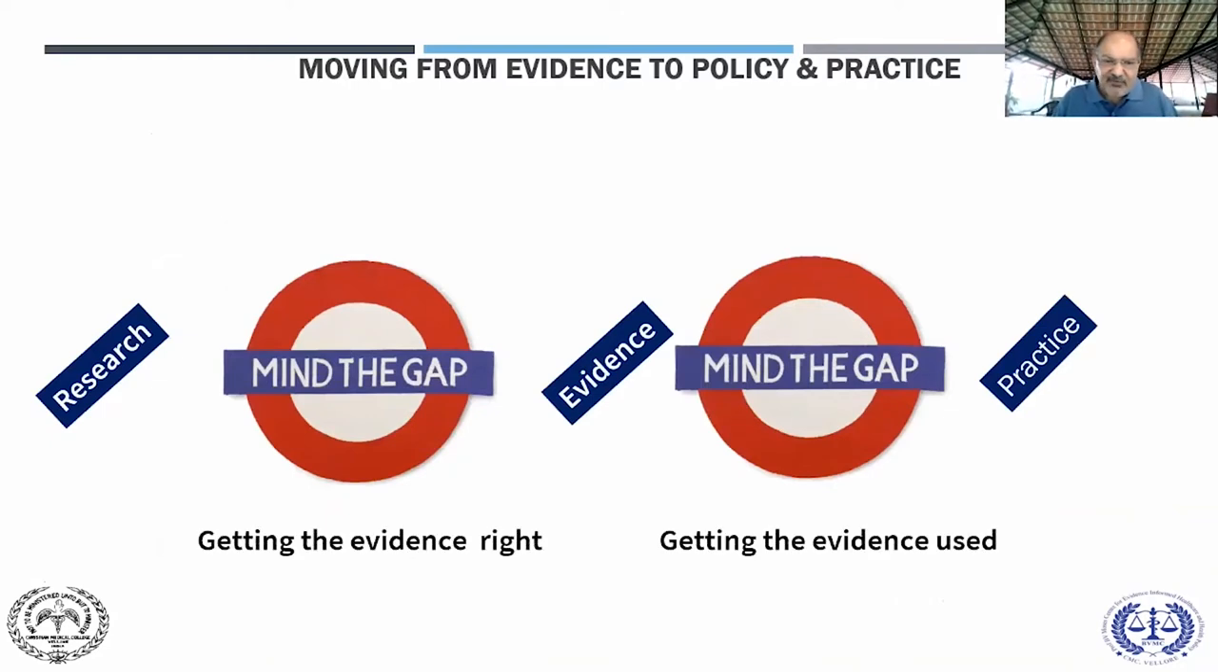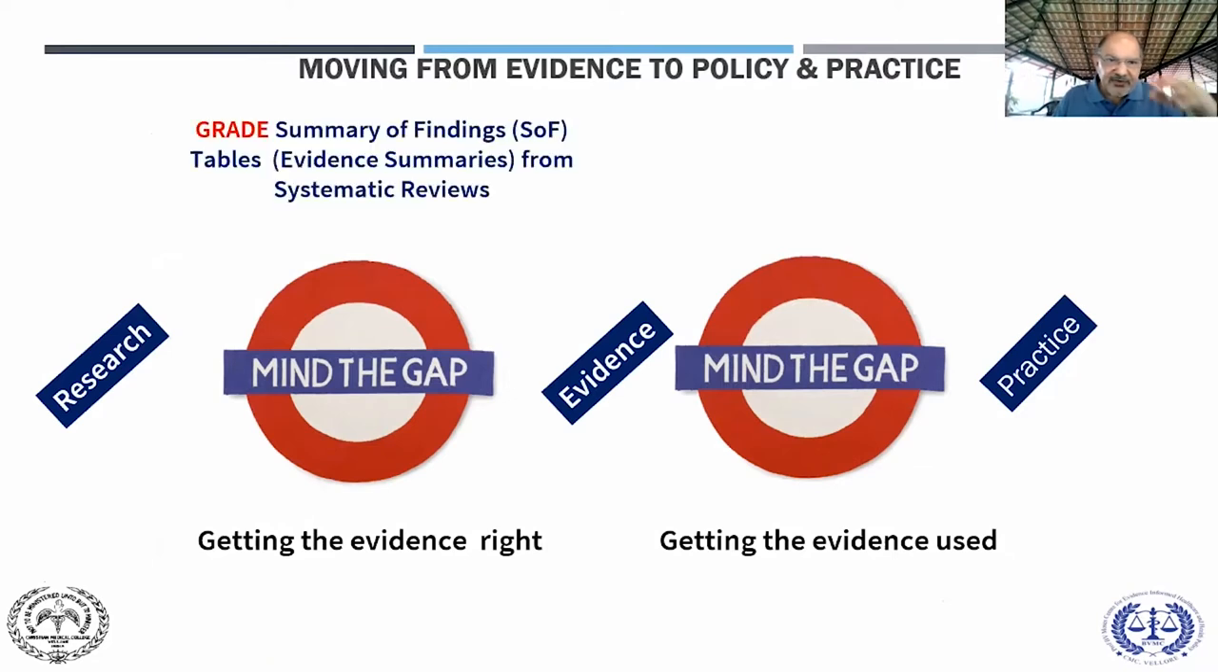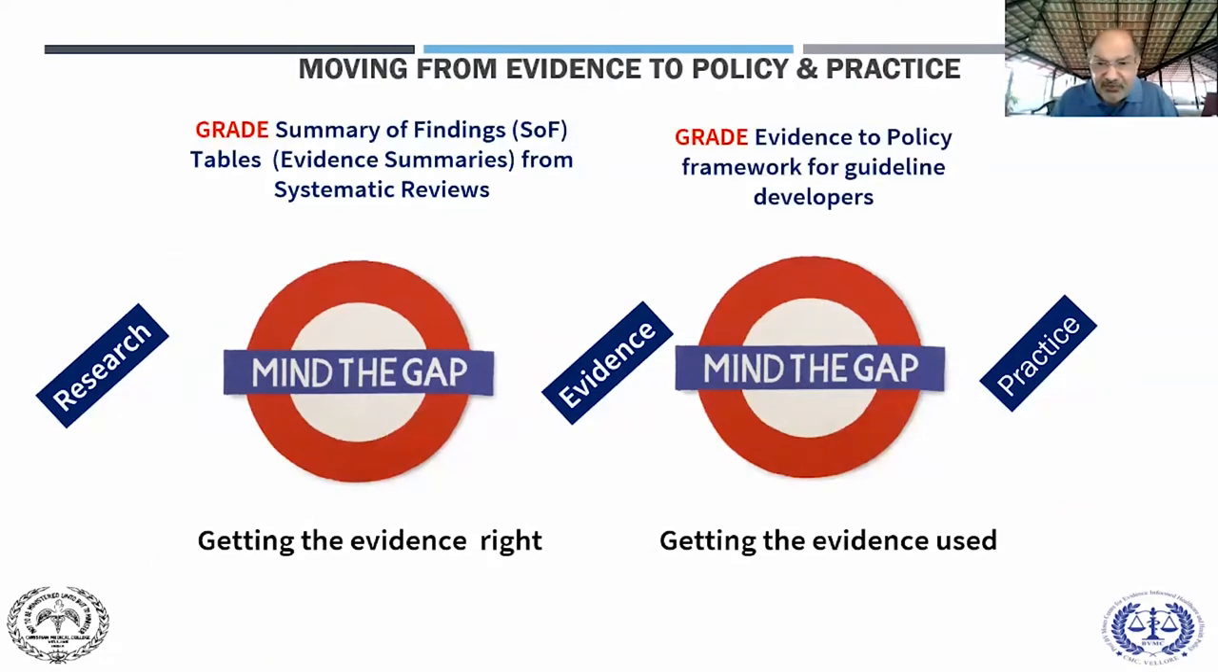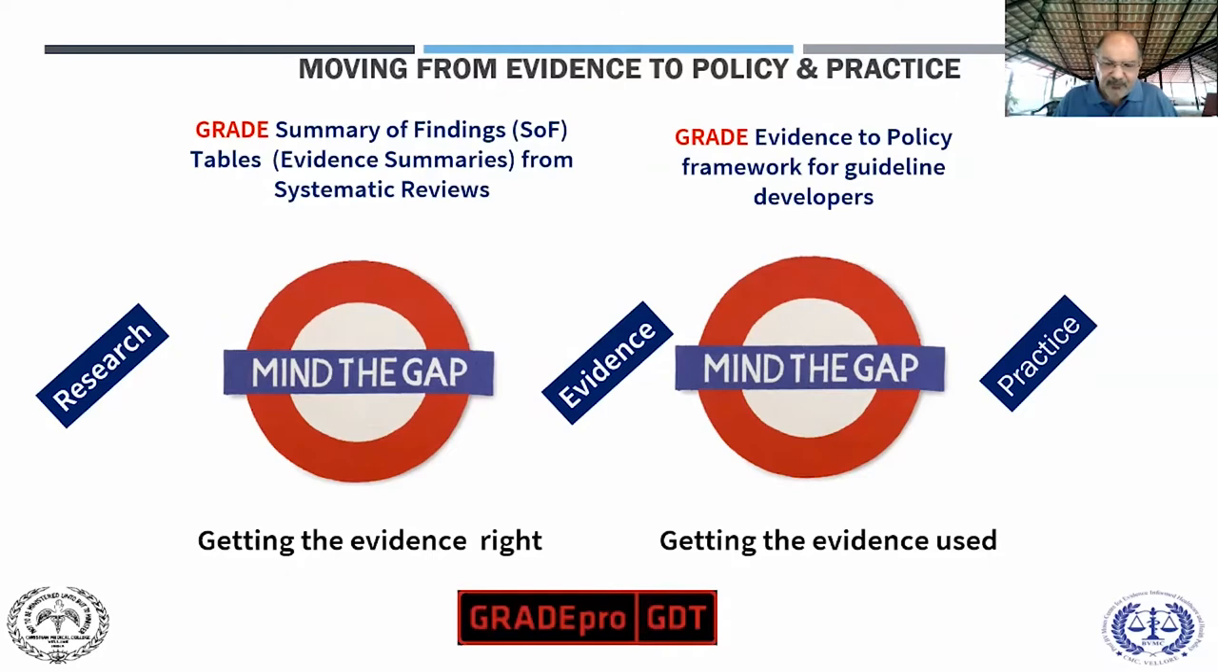The first step involves sifting through all that passes as research evidence to be sure that you get the kind of evidence that you need to develop a summary of findings from a systematic review, which can then be used by a group of guideline developers using the GRADE process to see, should we use the evidence and in what context should we use it.